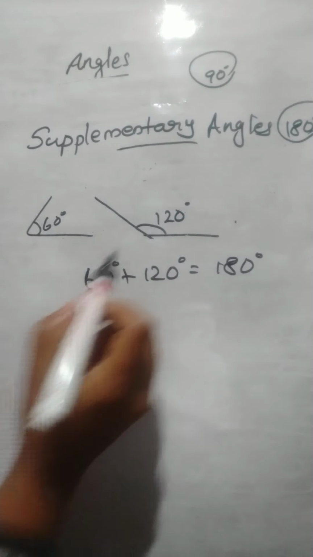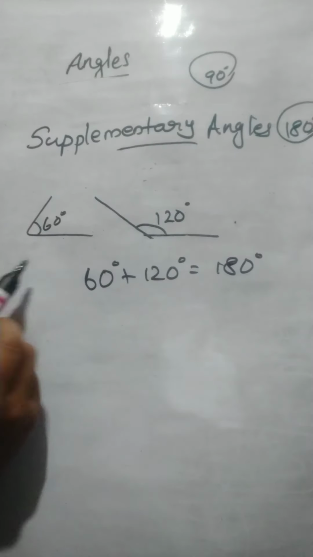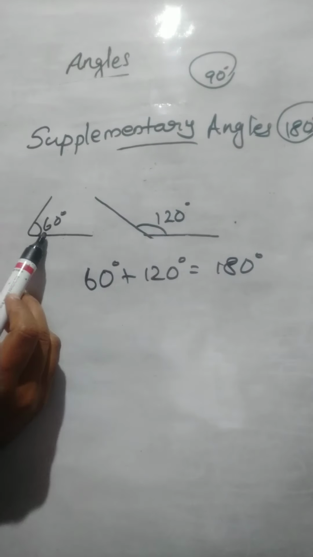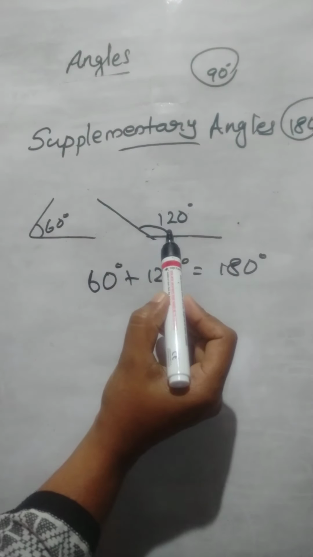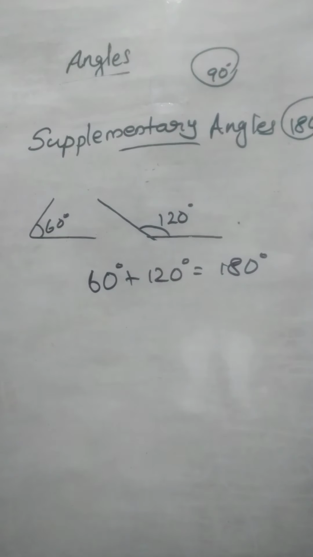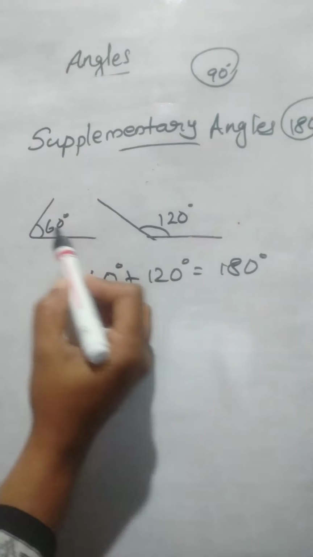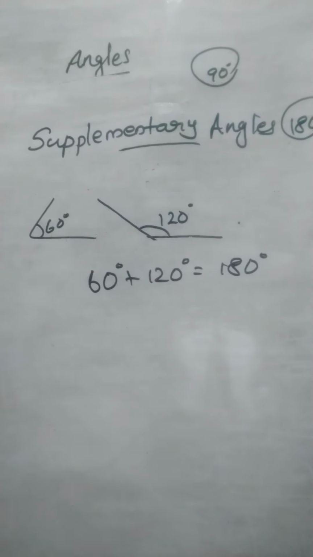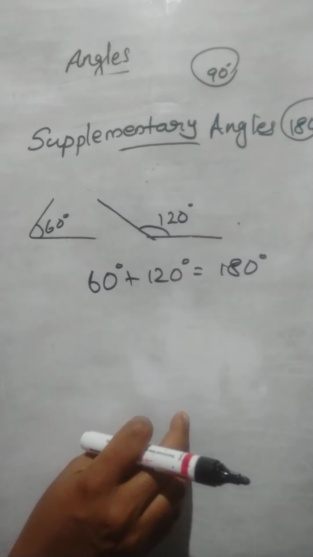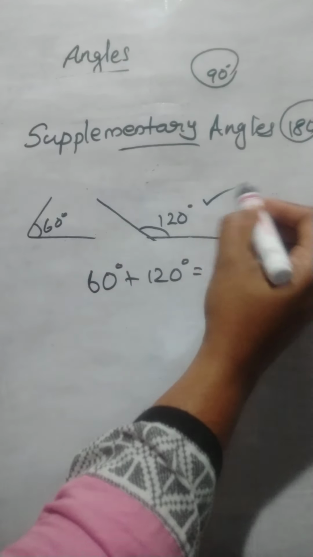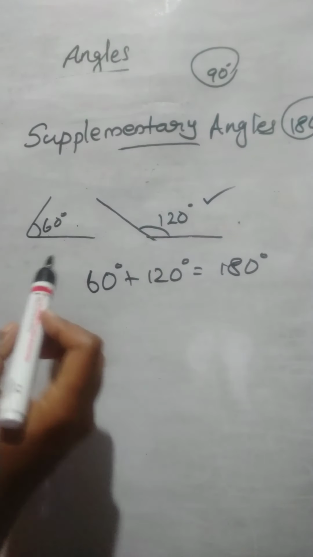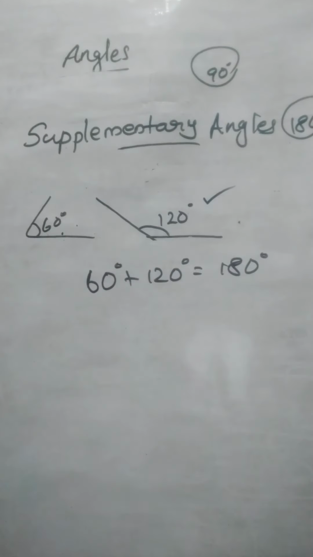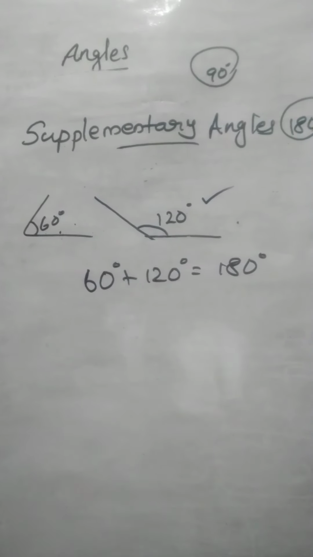We can say 120 degree is the supplementary angle of 60 degree. 60 degree plus 120 degree are supplementary angles, because the sum of 60 degree and 120 is equal to 180. We can say 120 is supplement to 60 degree. Clear? And 60 degree is supplement to 120 degree. Clear?